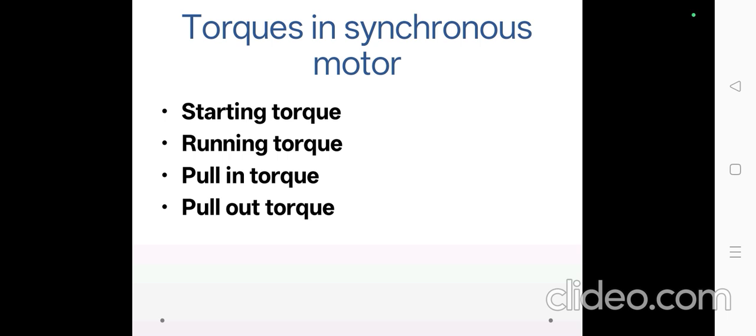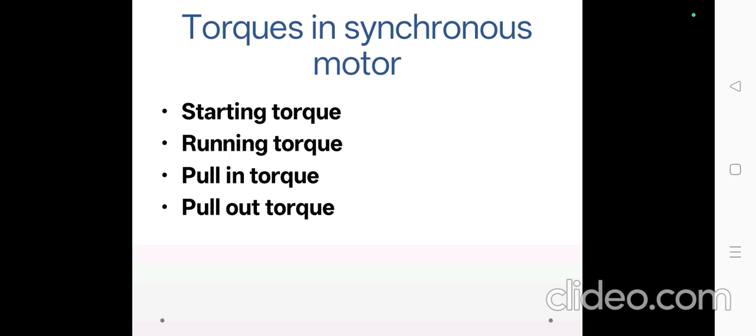Pull out torque. When the synchronous motor is loaded, the rotor falls back with respect to the stator by an angle called load angle delta. As delta increases, the magnetic locking between stator and rotor decreases. Any further increase in the load pulls the motor out of synchronism and the motor stops. Thus, the maximum torque developed by the synchronous motor without pulling out of synchronism is called the pull out torque.